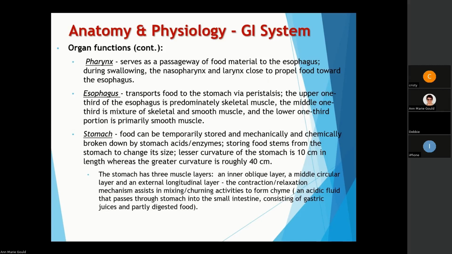And the stomach has 3 muscle layers. It has an inner oblique layer, a middle layer, and an external longitudinal layer. And the contraction relaxation mechanism assists with the churning, mixing of food to form chyme. And that's our acid that passes through the stomach into the small intestine, consisting of gastric juices and partly digested food. So chyme is the big piece of the pie when it's breaking down the food to move it toward the small intestine.